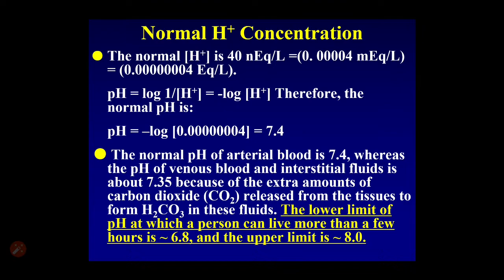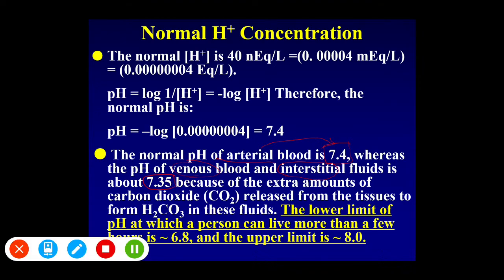Well, now the pH of the arterial blood is 7.4, whereas the pH of the venous blood and interstitial fluid is about 7.35. Remember, the venous blood has more CO2 in it. So therefore, the pH is a little bit lower than 7.4, so it's 7.35. Again, remember the variation in H plus in the plasma is extremely low.